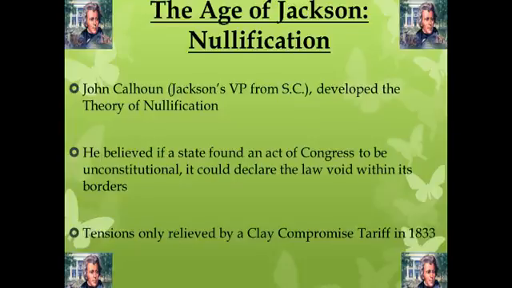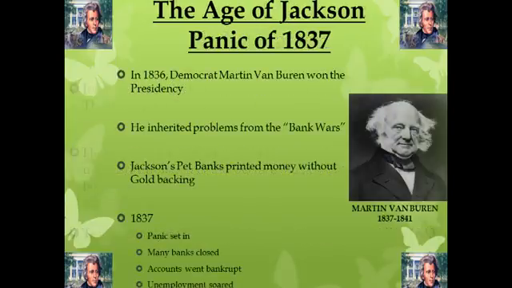The tensions were only relieved because Henry Clay swoops in and saves the day with his compromise tariff in 1833. So now you have the Panic of 1837 moving forward. Martin Van Buren, poor guy, he inherited all the problems from the bank wars. Because Jackson's pet banks were printing money without gold backing, this caused a great deal of inflation, massive economic problems. So in 1837, a panic set in, banks closed, accounts went bankrupt, unemployment soared.